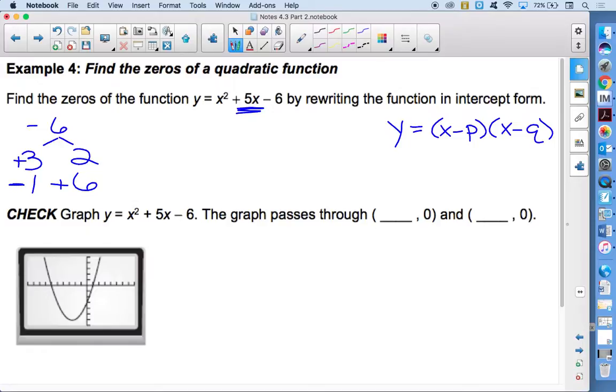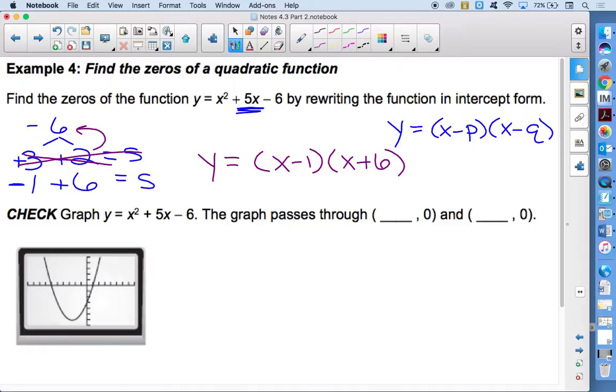Paige, why can't we use a plus 3 and a plus 2? Because that makes 5. Because you wouldn't get -6. Right, we need to make sure that if we multiply them together, we can get that top number. So positive 3, positive 2 make positive 5, but it doesn't make -6 when we multiply them together. -1 times 6 does make -6, so that works for us. So we have intercept form of x minus 1 and x plus 6.